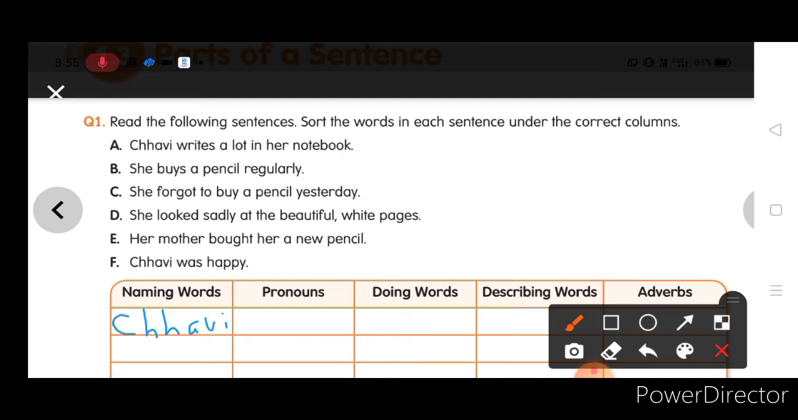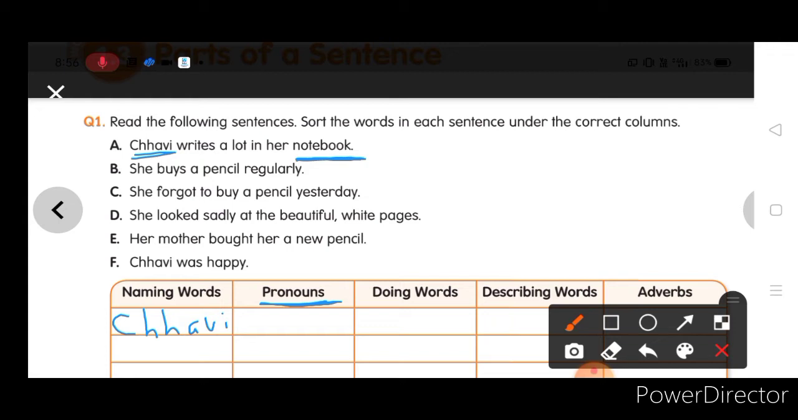C-H-H-A-V-I, Chavi. And also notebook is also a naming word. So first you write down the naming words in this box. Next, pronoun. Pronoun means what? The words which are used in place of nouns are called as pronouns.